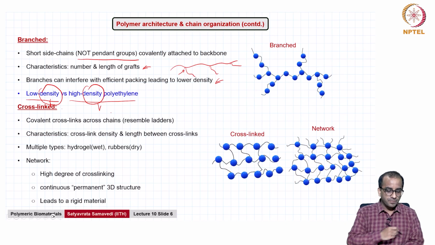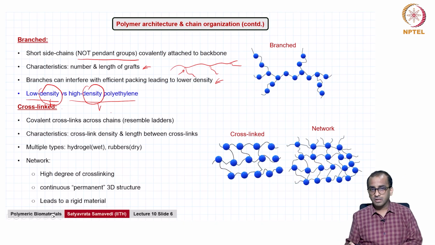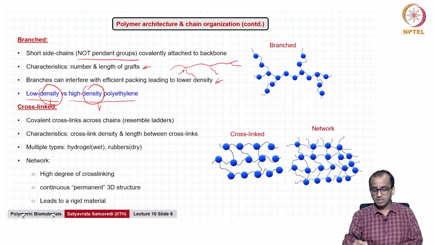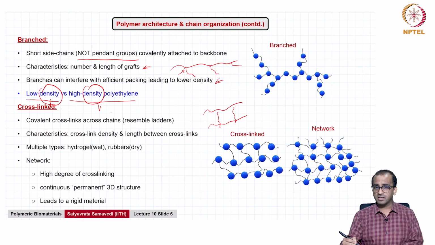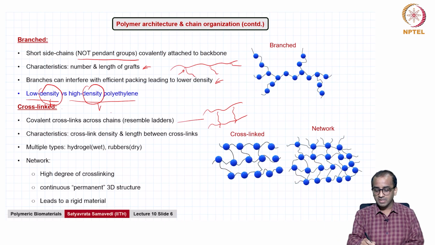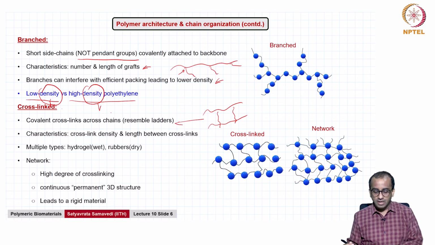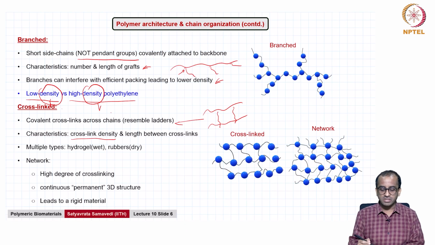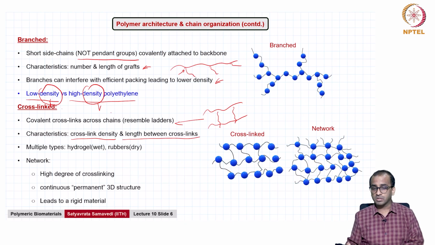We can also have cross-linked polymers, which is the other type of architecture. We have already looked at linear, we have looked at branched, we are looking at cross-linked now. So, these are polymers where chains are connected with each other through covalent cross-links. They can also be secondary interactions, but the connections between chains are largely covalent, and it resembles the ladder structure. And the characteristics you can think of are things like cross-link density and the length between cross-links.